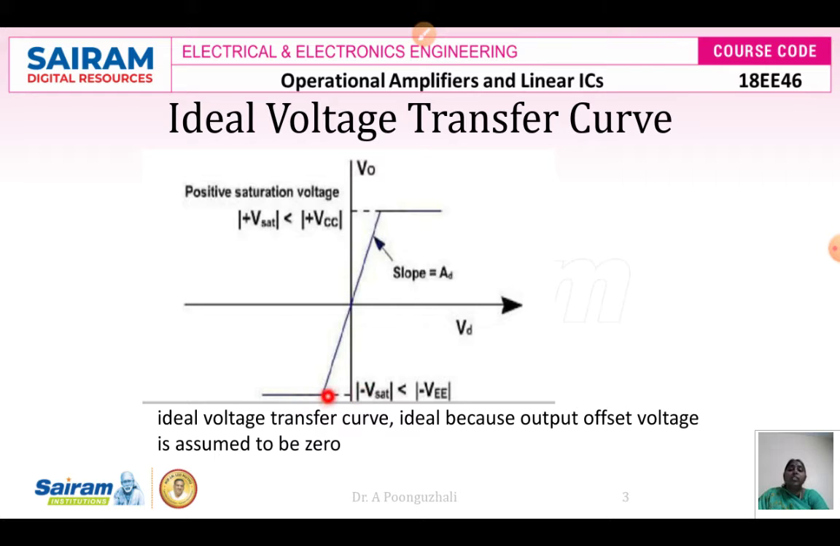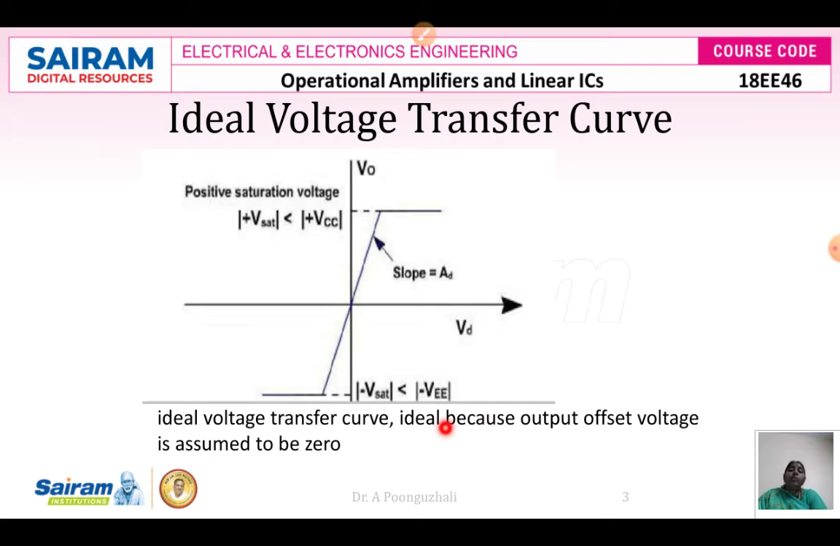We call this transfer characteristics curve an ideal voltage transfer curve, where the slope of this curve is your AD value, the differential gain. Generally ideal conditions means it will be a straight line like this, but in practical conditions it will vary from minus VSAT to plus VSAT and from plus VSAT to minus VSAT. Because of the transistor operation you will have a linear curve. We call this an ideal voltage transfer curve because your output offset voltage is assumed to be 0 when my input voltage is 0.